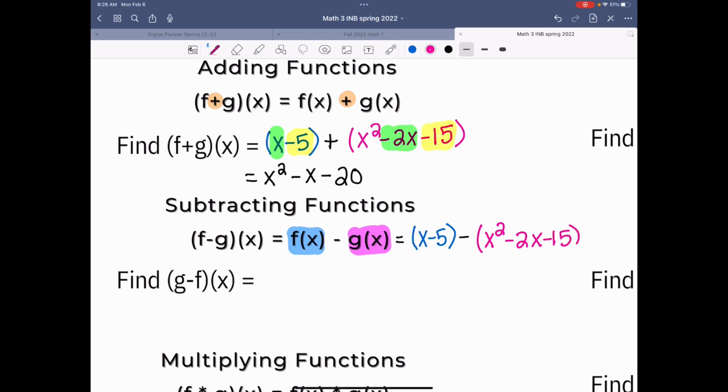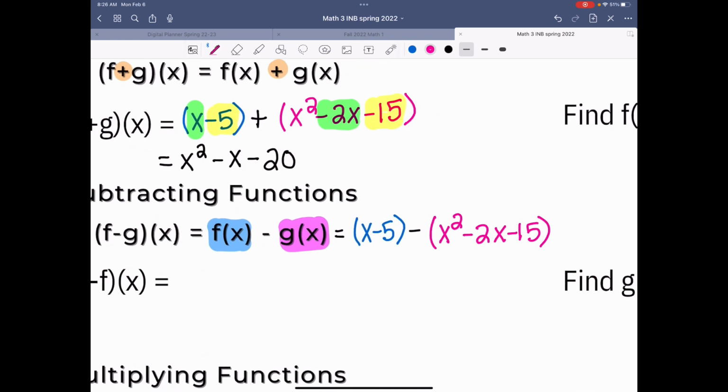Now, how do we deal with subtraction? With subtraction, you're subtracting this whole function right here. So how do we do that? Well, we need to distribute that negative. And if we distribute the negative, then it's going to turn into an addition problem. So this is going to become x minus 5. We're going to change that to addition, and we're going to make this negative x squared, this positive 2x, and this positive 15. And then we just combine like terms.